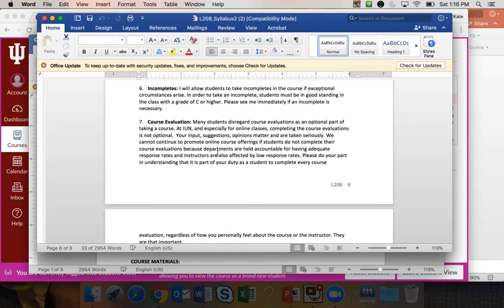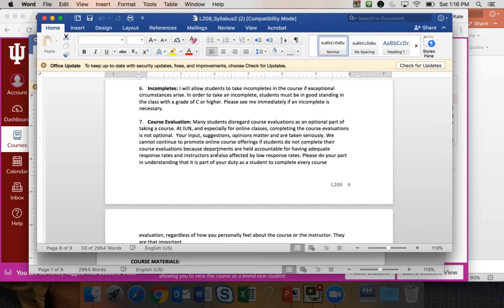And finally, or almost finally, is the course evaluation. A lot of students disregard course evaluations as an optional part of the course, especially in online courses, because we're usually pretty tired by the end of the course. But at IUN, and especially for online classes, completing the course evaluations actually isn't optional. It's required. Your input, suggestions, and opinions matter, and they're taken really, really seriously.